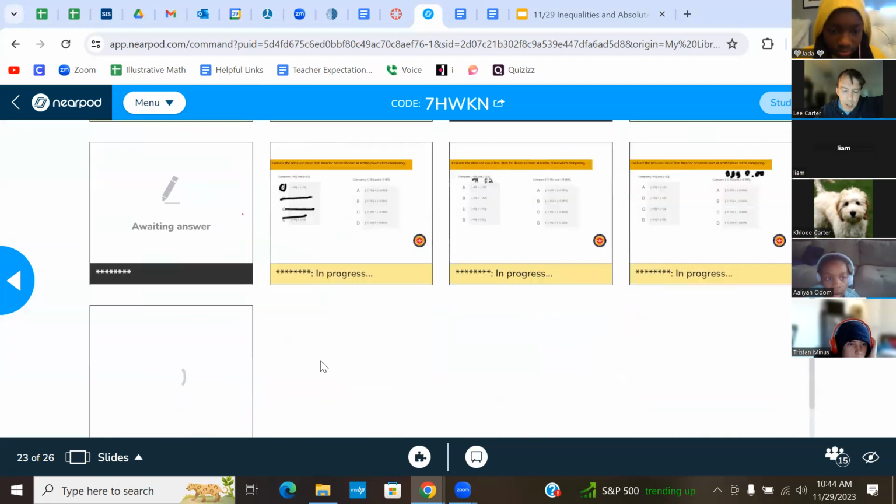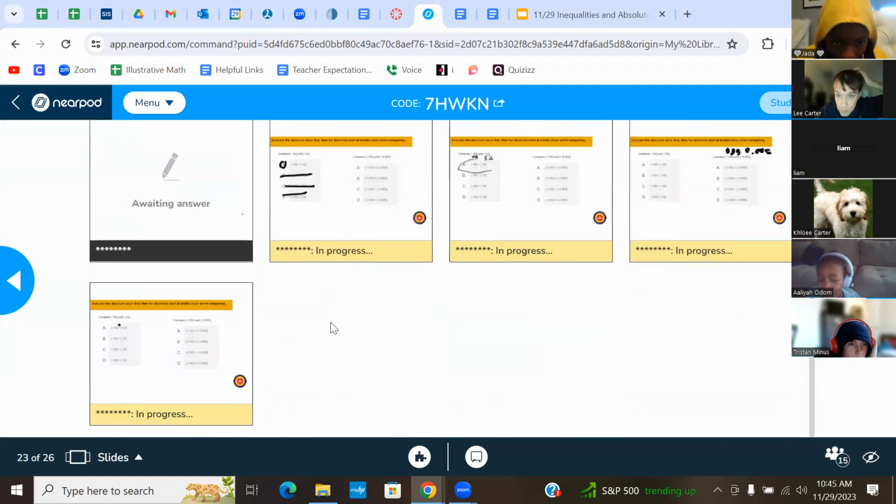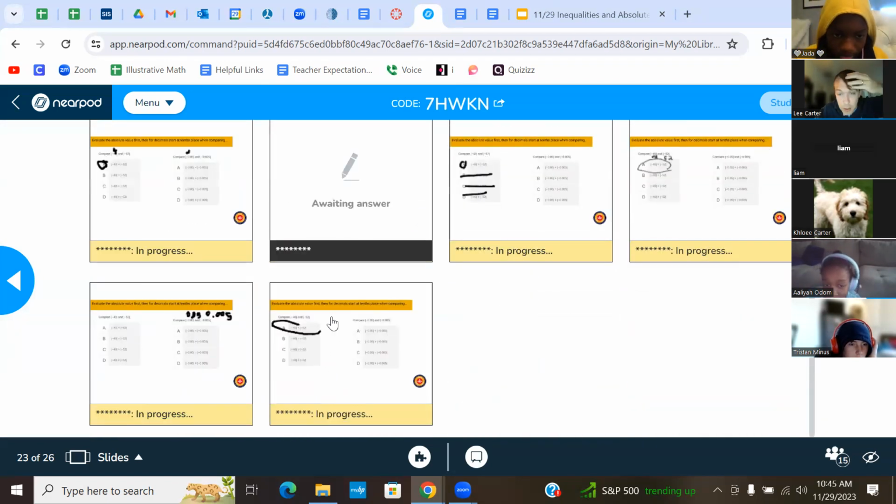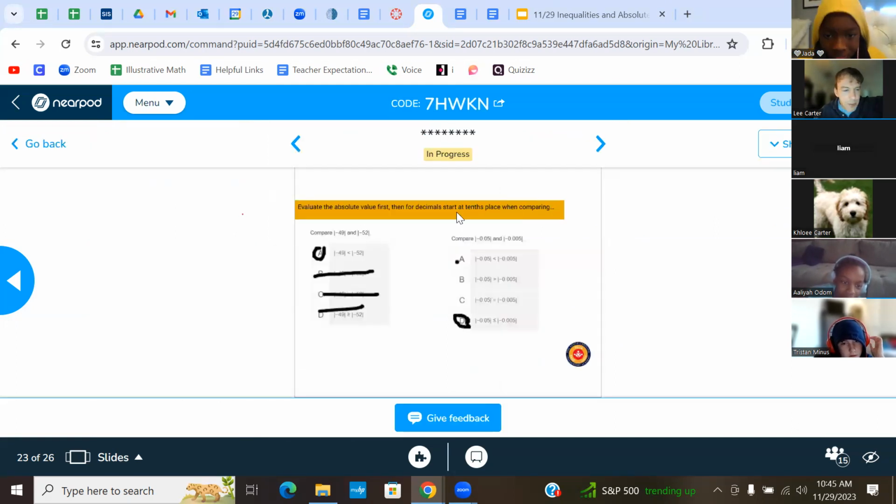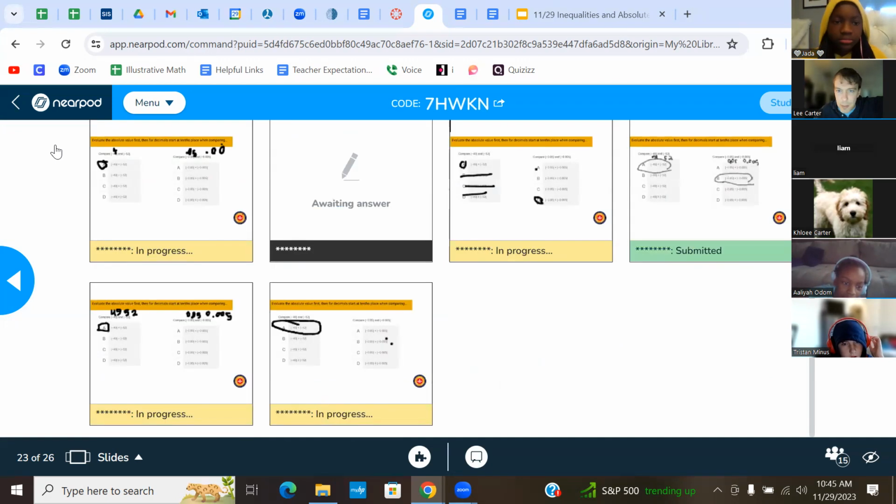So the first thing I ought to see you doing is writing the absolute value thingies first, right? The first thing I ought to see you doing is above or below the absolute value of -48. You should be writing 48, right? That's the first thing you should be writing. I think it said 48, didn't it? No, 49. Sorry. I was just looking at it from there.